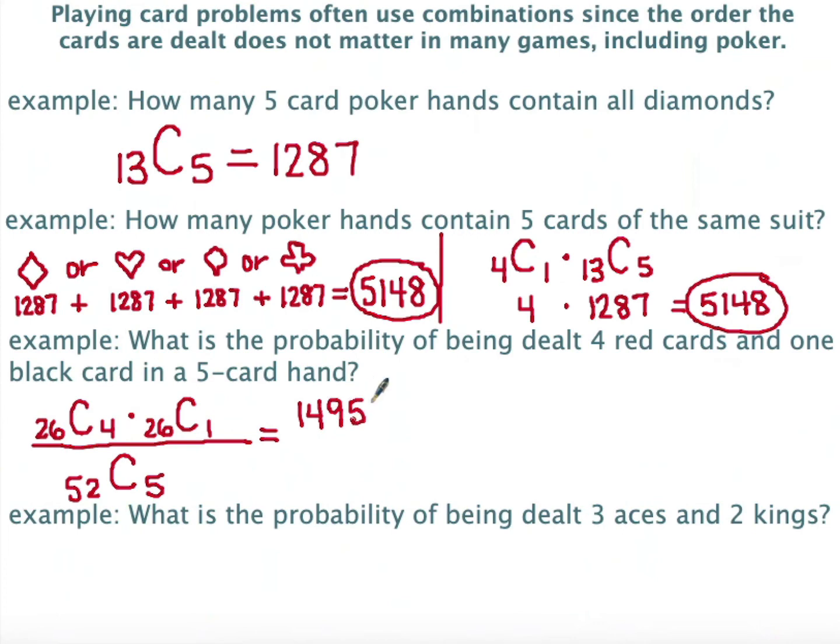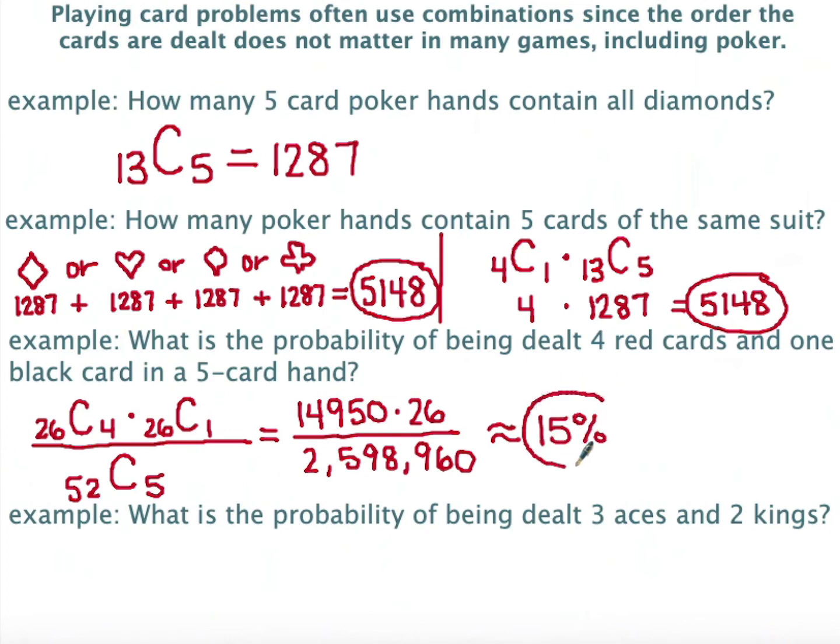So there's almost 15,000 different ways to get 4 red cards. There's 26 different ways to choose a black card, because there's 26 of them. And how many different hands are there? 2,598,960 different hands in poker. Crazy. That comes out to about a 15% chance. Now, 4 red cards and a black card is nothing too special in poker, so that percentage isn't super unlikely or anything. What is the probability of being dealt 3 aces and 2 kings?